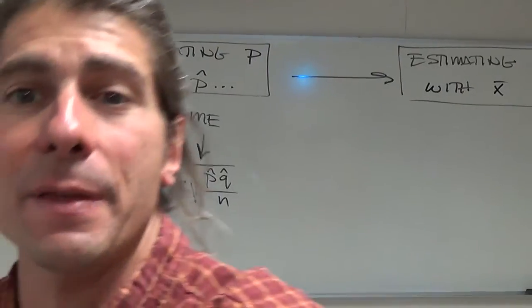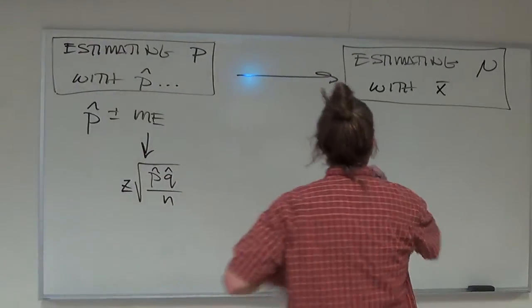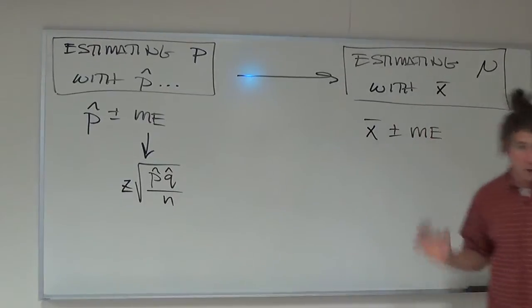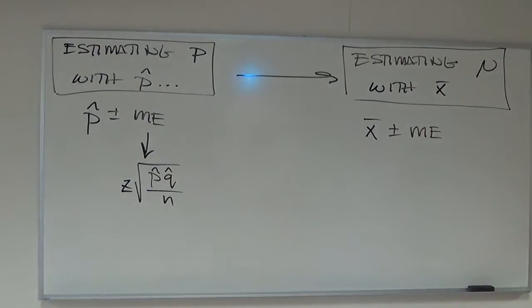So let me swing this back a little bit this way. In other words, x bar is going to have plus or minus a margin of error as well, yes? And that needs to be adjusted for sample size. So let's break it down. Let's see if we can figure out what it's going to be.